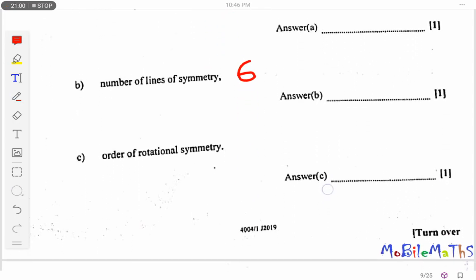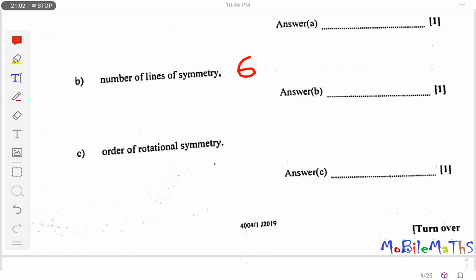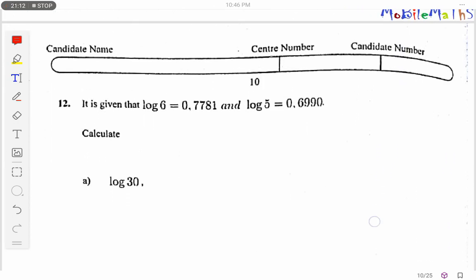Then the other question is saying order of rotational symmetry. So our order there is also the same as the lines of symmetry, so it's going to be also a 6 there. Okay, let's go to the next question.